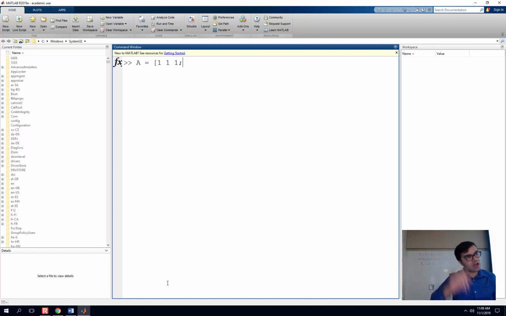Semicolon. Now I'm on the second row: 0.003, 0.06, 0.08. Now I'm on the third row: 1, negative 2, what? So that's my A.